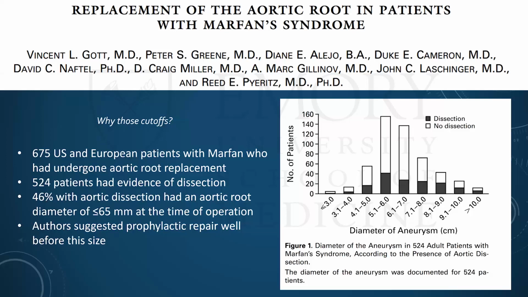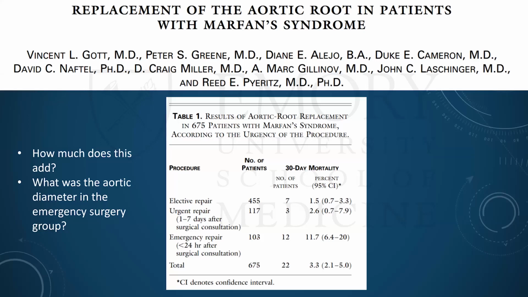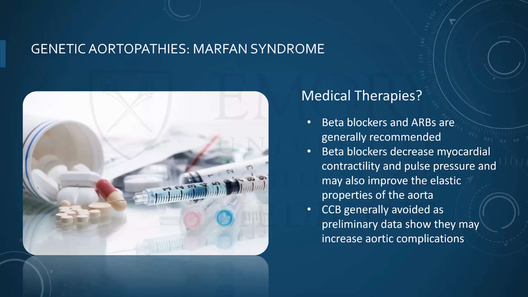Another important table here looked at elective repair, urgent repair, and emergent repair, and saw that patients with emergent repair did much worse. The caveat I see is that if you take any surgery, whether cardiac, GI, or musculoskeletal, any emergent surgery is generally going to have worse outcomes, because those patients are sicker. So I think this is an important table, but one I took with a grain of salt. The general recommendations are prophylactic surgery at 50 millimeters, and the earlier the better. Medical therapies: beta blockers and ARBs are generally recommended for the medical management of Marfan syndrome aortic dilatation.